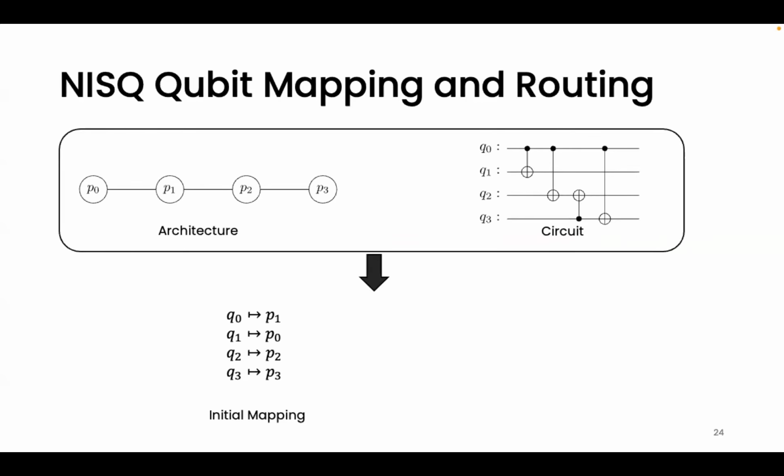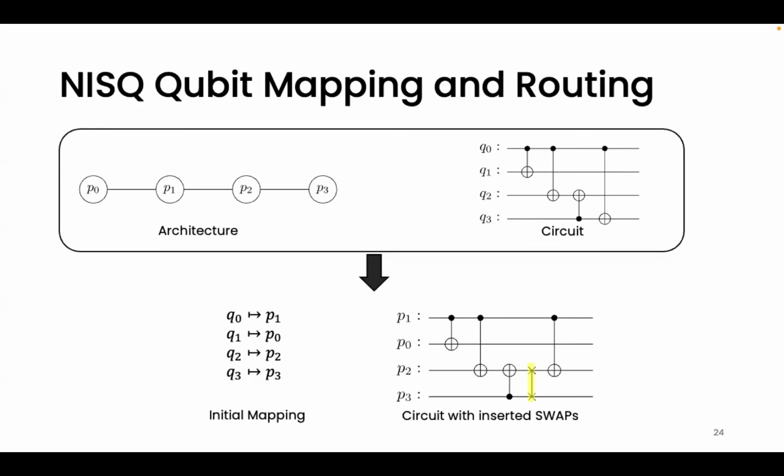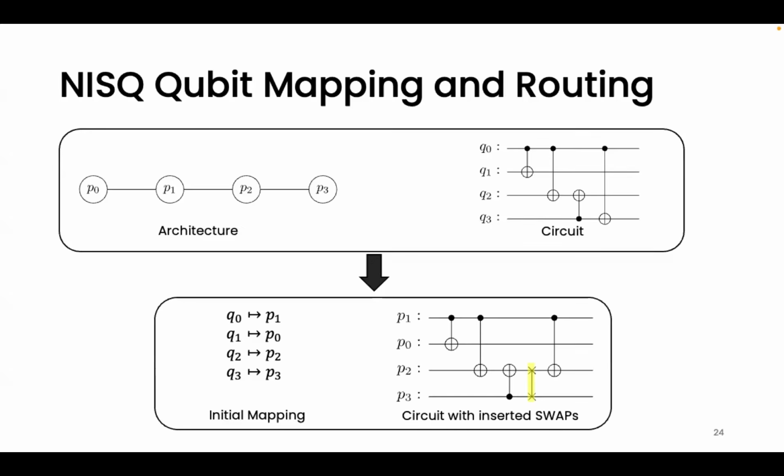And typically a single static mapping is not enough. In this case, Q0 is connected to all of the other qubits, but there's no such qubit on the architecture. So we also include these inserted swap operations. This is the problem. And it's important that we solve this problem well in terms of the number of swap gates, minimizing the number of swap gates that we insert.